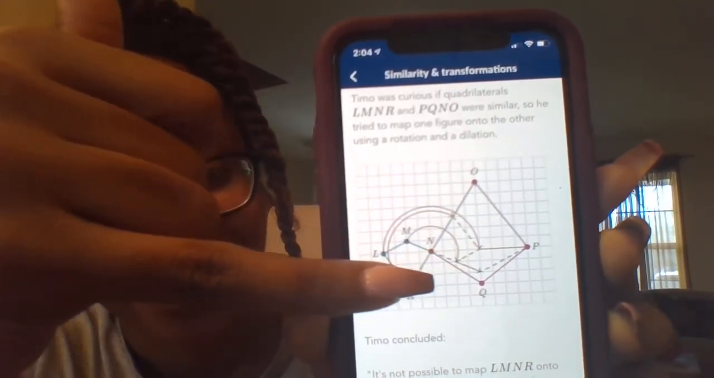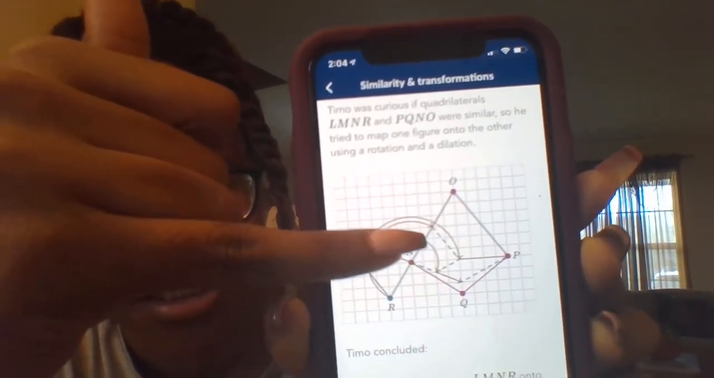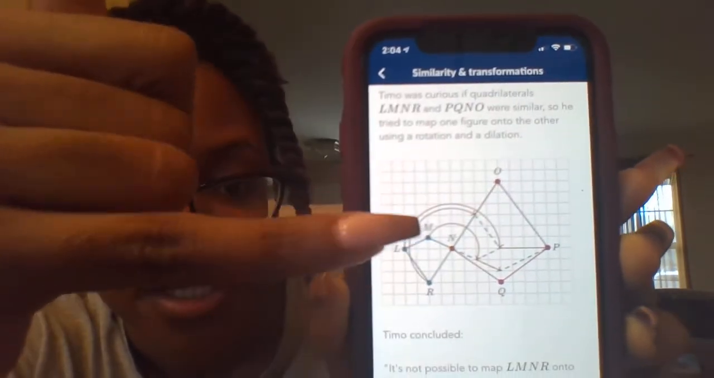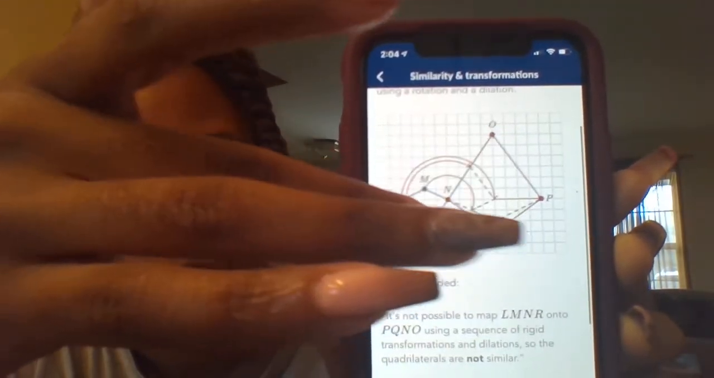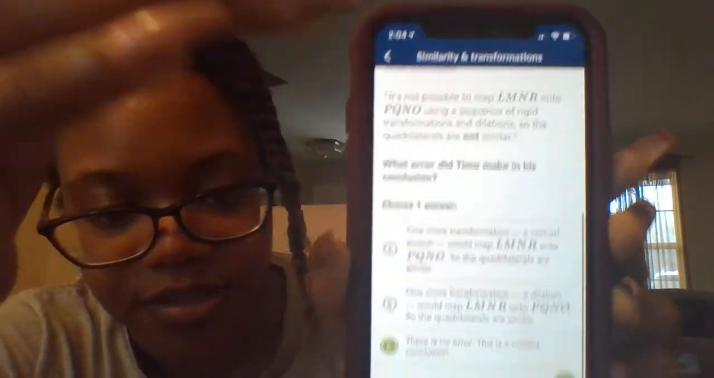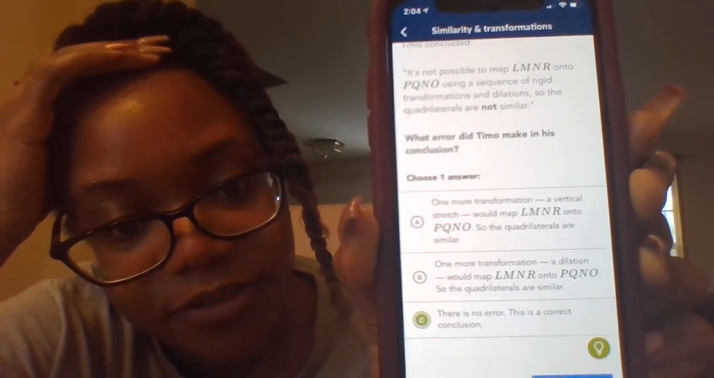P, Q, N, O. So again, because the rotation and dilation did not map very accurately to this new figure, that's why these two figures are not going to be similar. So again, for this one, the answer would be, this is correct because they are not similar.